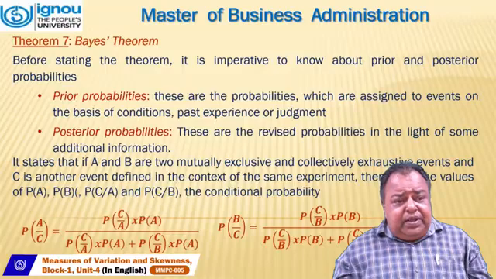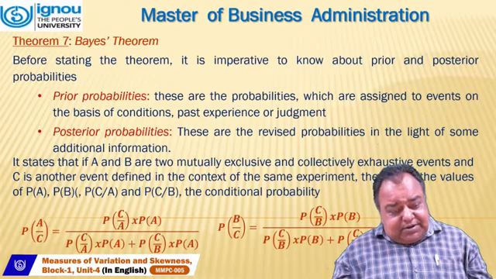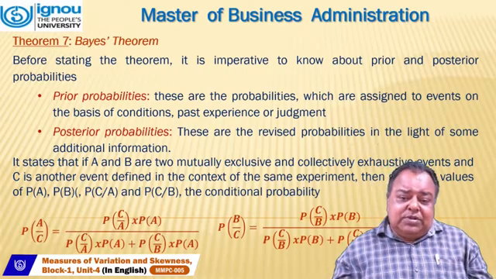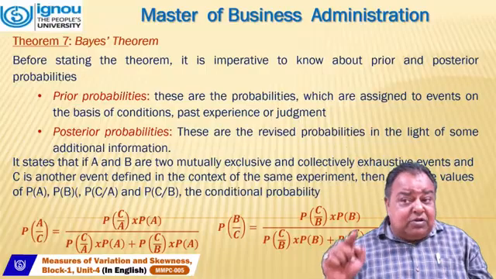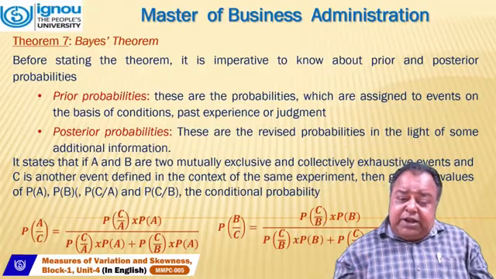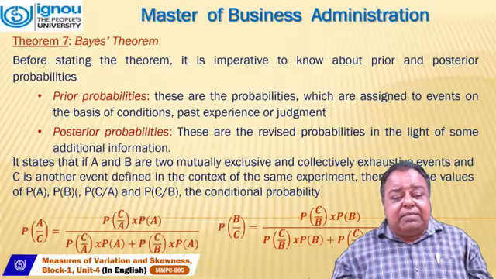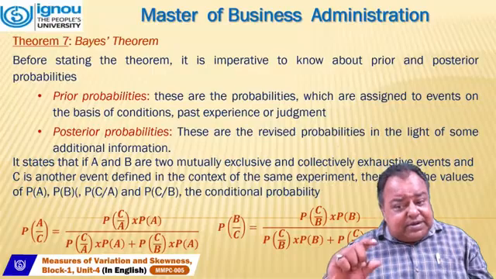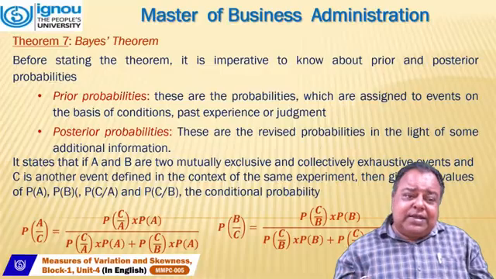That is based on Bayes' theorem. Before starting the theorem, it is imperative to know about prior and posterior probabilities. Prior probabilities are those probabilities which are assigned to events on the basis of past experience or judgment. And posterior probabilities are the revised probabilities in the light of some additional information. That means some additional information will be provided to you. There you can say that this is a case of testing.